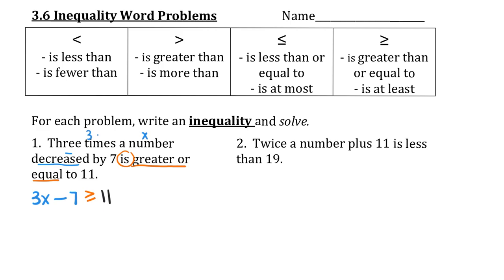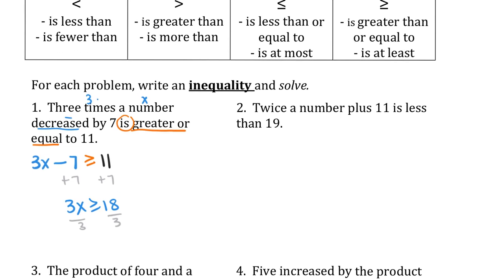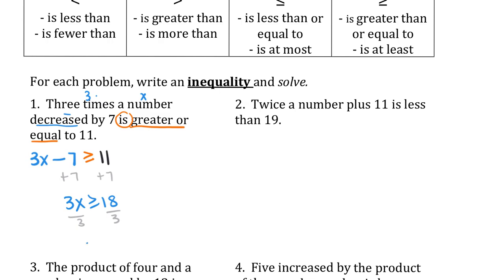Once it's translated, you just have to solve it like normal. No worries. Okay, let's go ahead and solve. Okay, so my answer is x is greater or equal to 6. So when you're solving, just remember, be careful. You can't switch around the order of things. And if you divide by a negative, we change it. Let's try the next one.